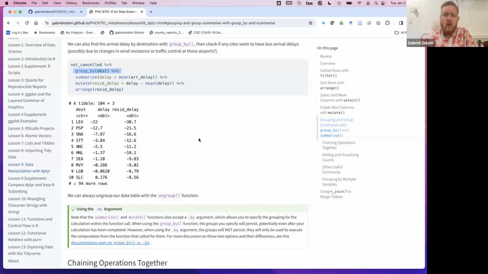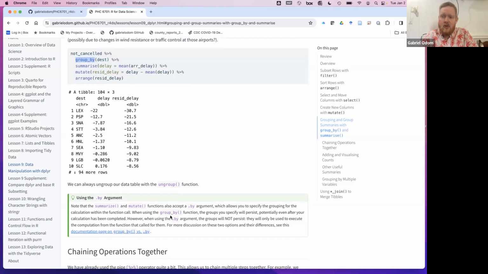And if you're sure that you don't want the grouping to persist afterwards for any other calculation, then you can put the grouping inside the summarize command. But if you're thinking of doing a whole pipeline, a whole analysis where each step in the analysis needs to have grouped calculations, then just group the data set up above. So this gives you a little bit of flexibility.